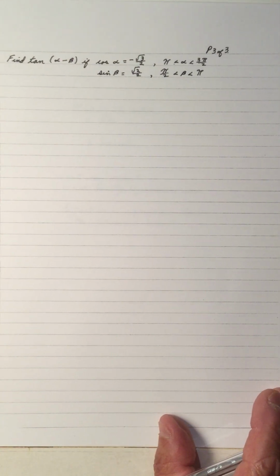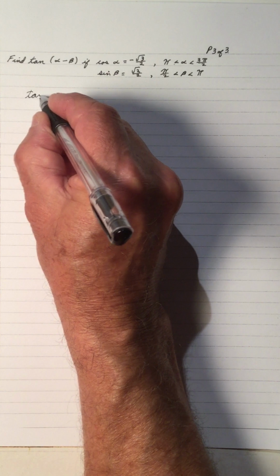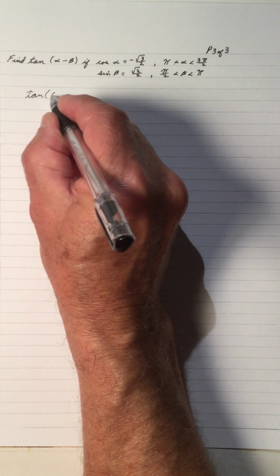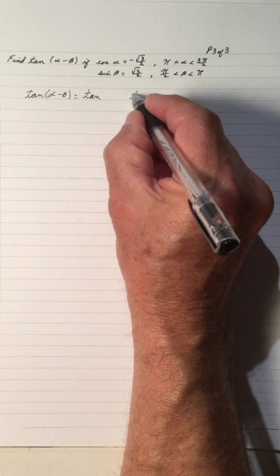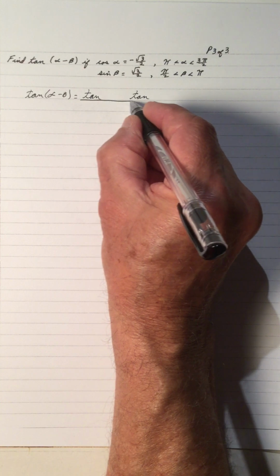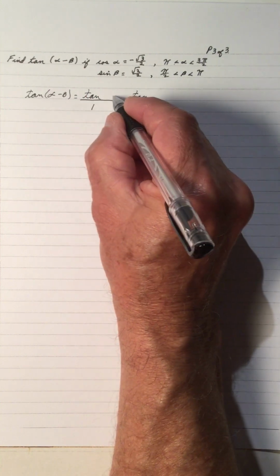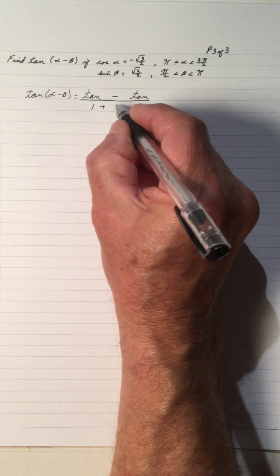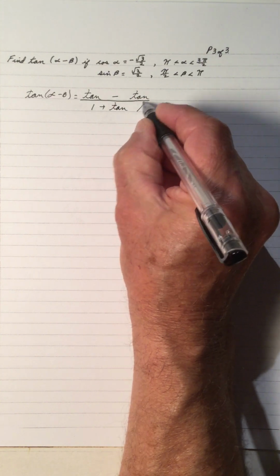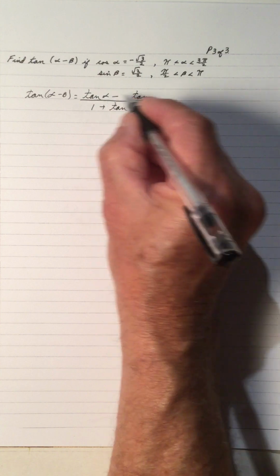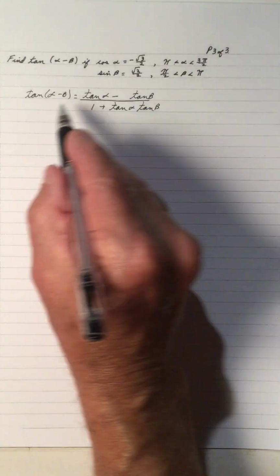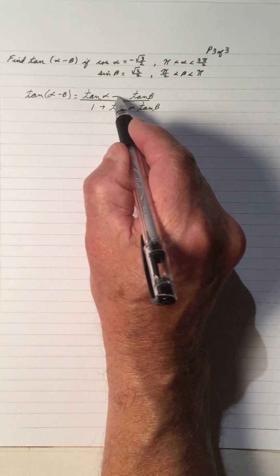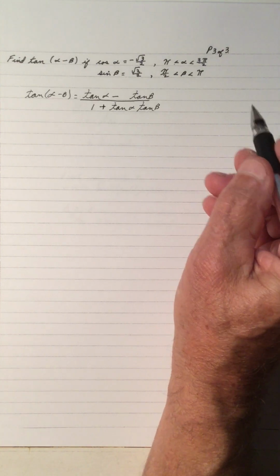What about the tan of alpha minus beta? Well, the tan of alpha minus beta is tan alpha minus tan beta over 1 plus tan alpha tan beta. That's a minus, so that's a plus. The angles go alpha, beta, alpha, beta. Again, that's a subtraction, so that's a plus. Now, how do we get tan?